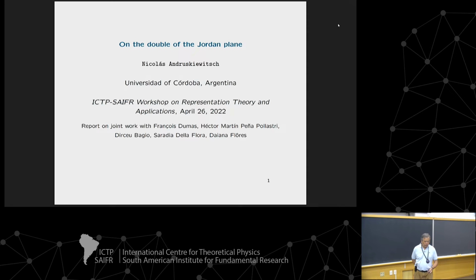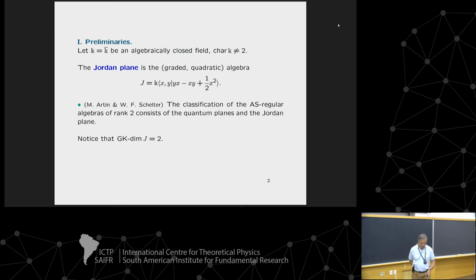And the basic input for the construction of this Hopf algebra is the so-called Jordan plane. So to start with, let me say that K will be an algebraically closed field, and except for the last section, the characteristic of K will be either odd or 0.